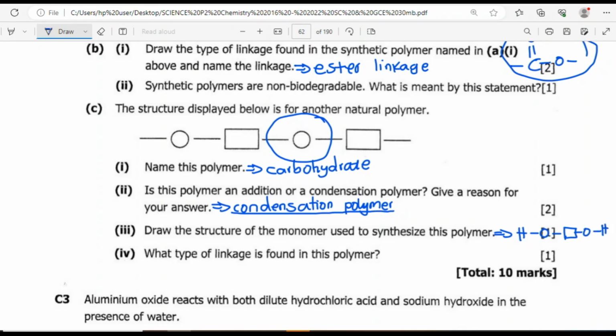What type of linkage is found in this? This one is known as, so we are dealing with a glycosidic bond.